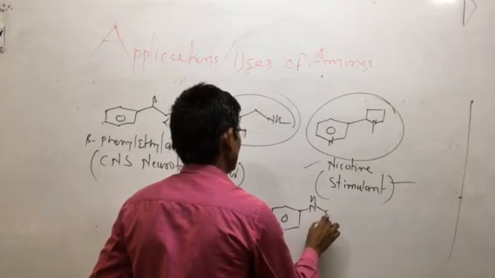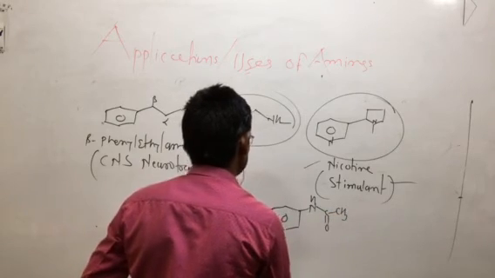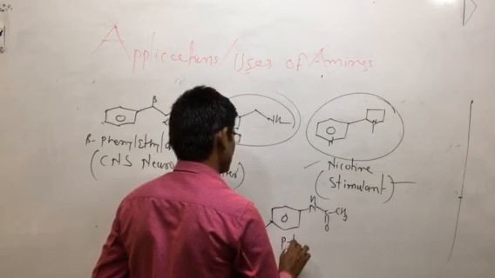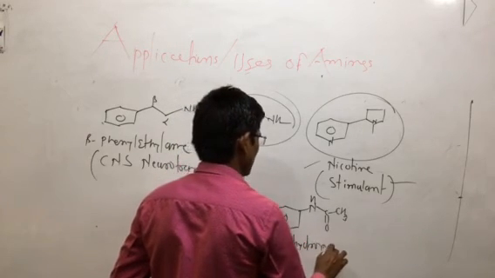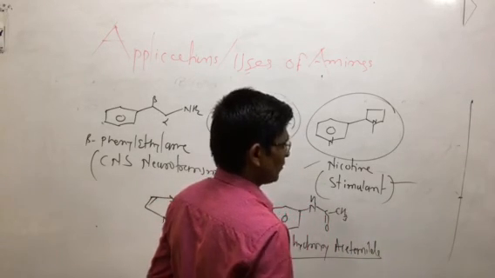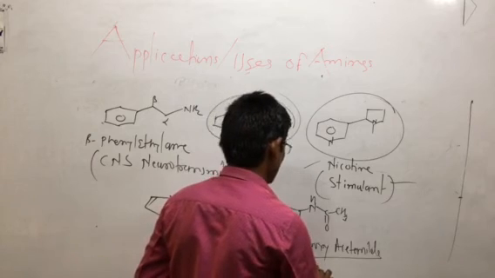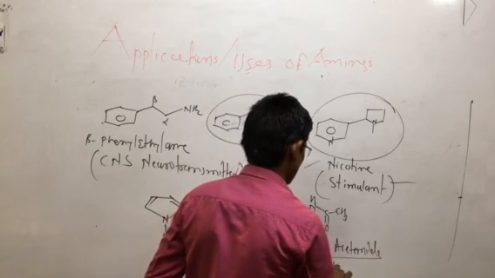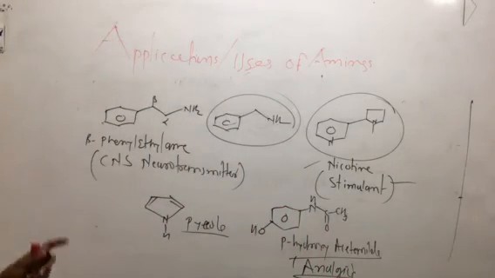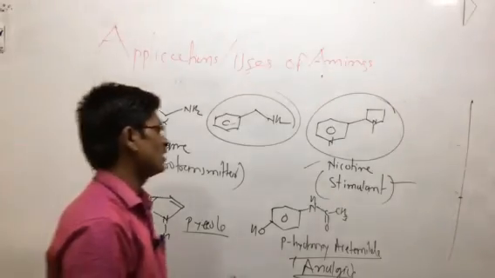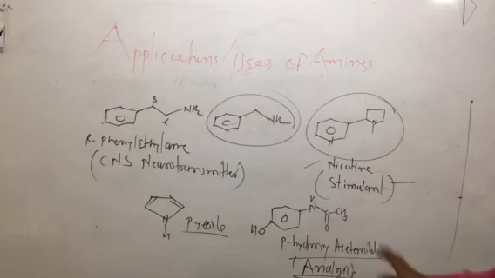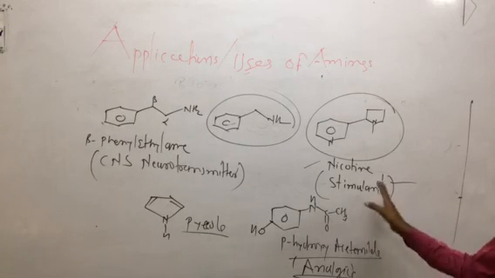Next is another nitrogen-containing compound: NH, C double bond O, CH3, and a para OH. That is para-hydroxy or 4-hydroxy acetanilide, which is used as an analgesic. This is one of the applications of these heterocyclic compounds as well as aromatic compounds. These are uses of nitrogen-containing heterocyclic, aromatic as well as acyclic compounds.